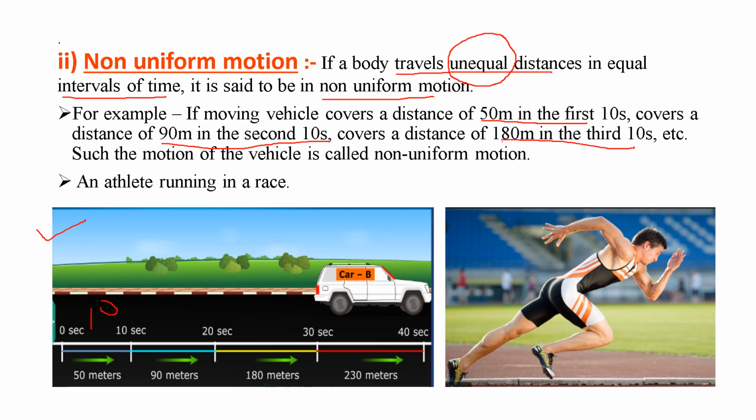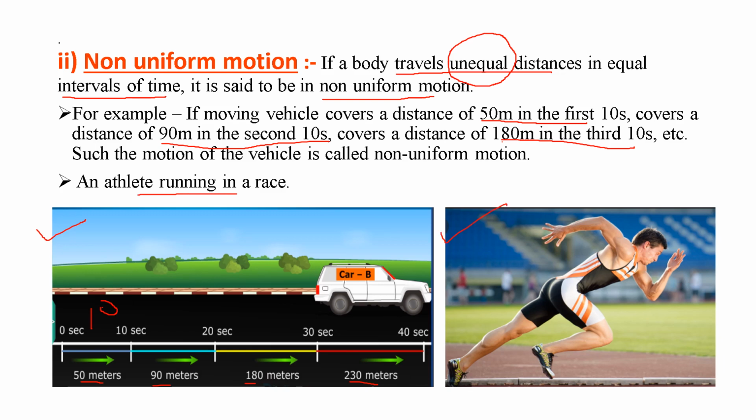Now let us see what is the distance covered. In the first 10 seconds it covered 50 meter, then 90 meter, then 180 meter, then 230 meter. So we can see that the distance covered in each 10 seconds is unequal. So such motion where the distance covered is unequal but the time remains equal, such motion is known as non-uniform motion. Another example can be an athlete who is running a race.